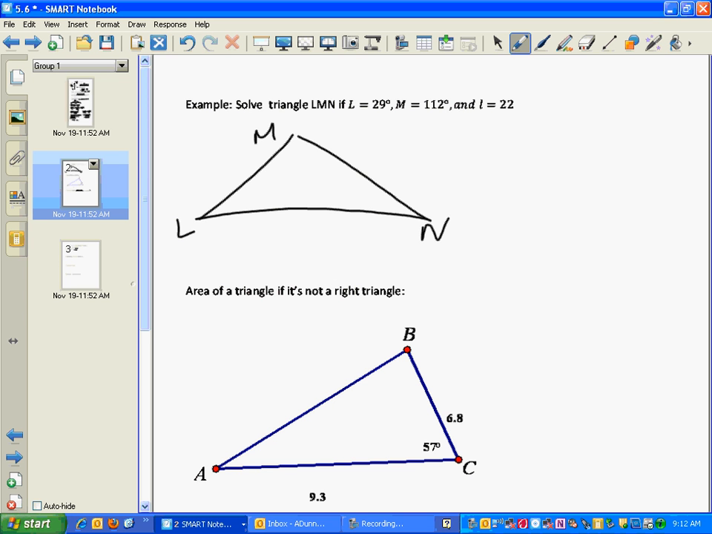Yes, you use the information as it's given to you. So making sure that all the information's right. This is what it should kind of look like. Across from the 29 degree is the side length of 22. This is side M. This is side N.